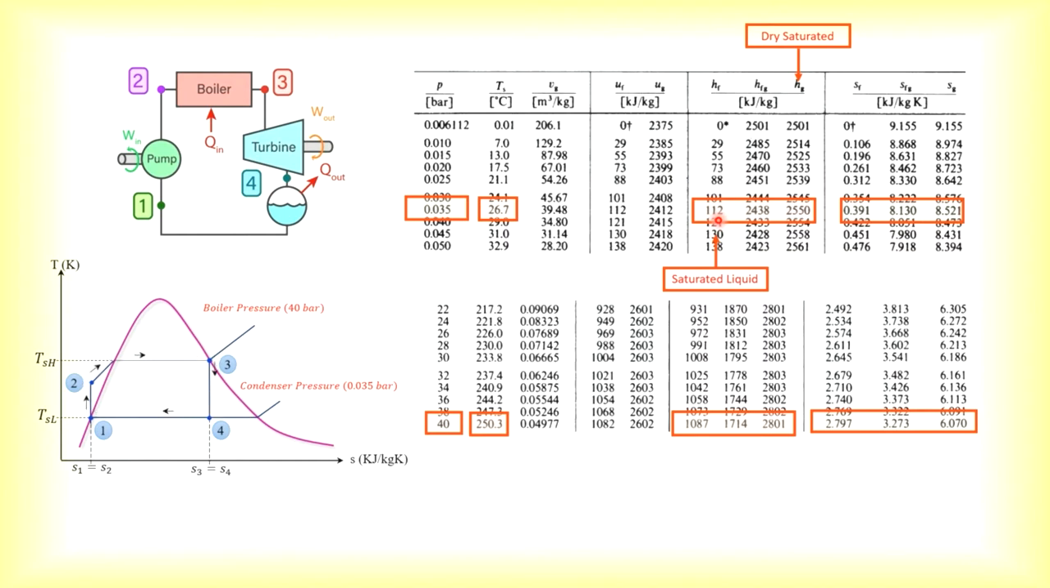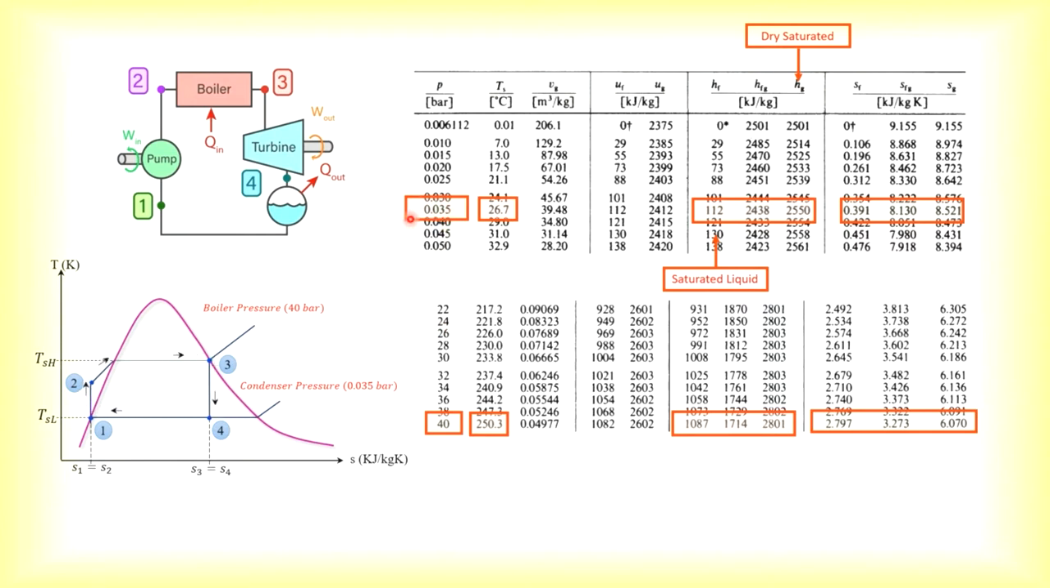This 112 is supposed to be at point 1. The enthalpy at point 1 should be 112, not 2550. 2550 applies only if, let's say, the point is here. If point 1 is here, that means it's saturated liquid at this pressure, 0.035 bar.